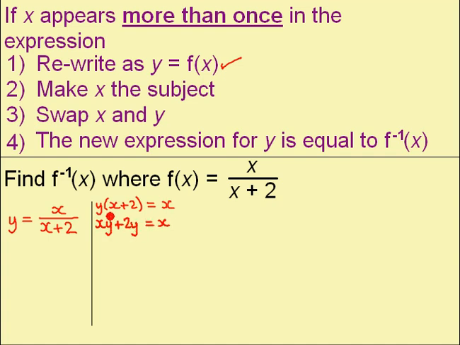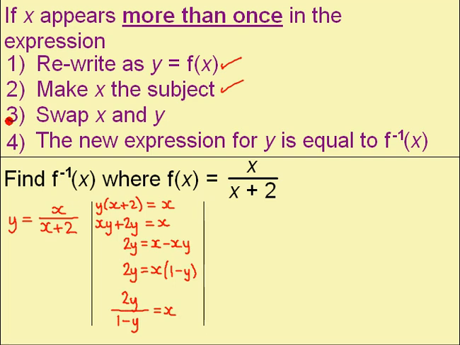Now I'm going to move this term with the x in it over to this side. So I've got 2y equals x minus xy. Now I factorise for x. So I've got 2y equals x brackets 1 minus y. To finish off, I divide both sides by 1 minus y. So I've got 2y over 1 minus y, and that's equal to x. X is now the subject.